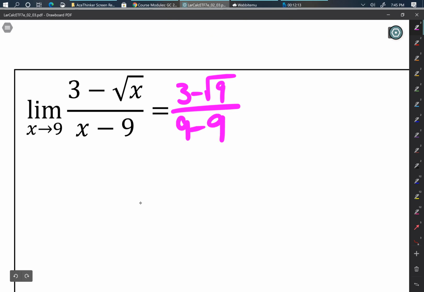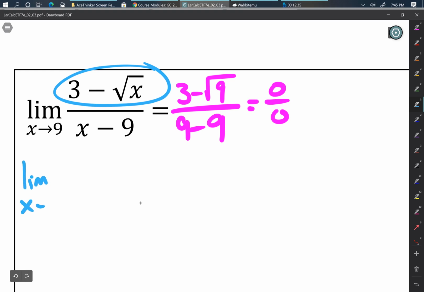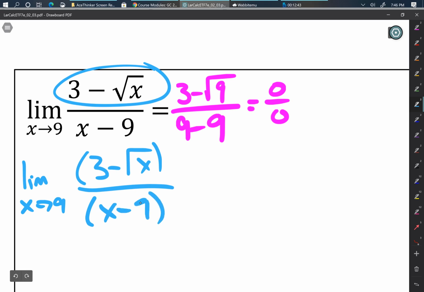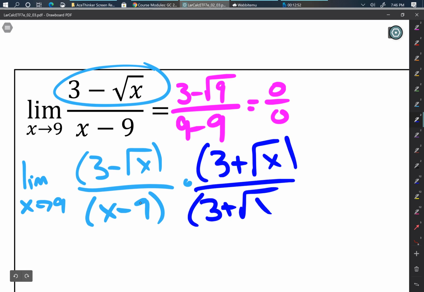3 minus the square root of 9 over 9 minus 9. 3 minus the square root of 9, 0. 9 minus 9, 0. I've got 0 divided by 0. And what does 0 divided by 0 mean? Do more work. Right? It's a hole in the graph. Figure out where the hole is. I'm seeing a root, so I'm going to try rationalizing. So that's going to give me the limit as x approaches 9 of 3 minus the square root of x over x minus 9 times the conjugate, 3 plus the square root of x over 3 plus the square root of x.